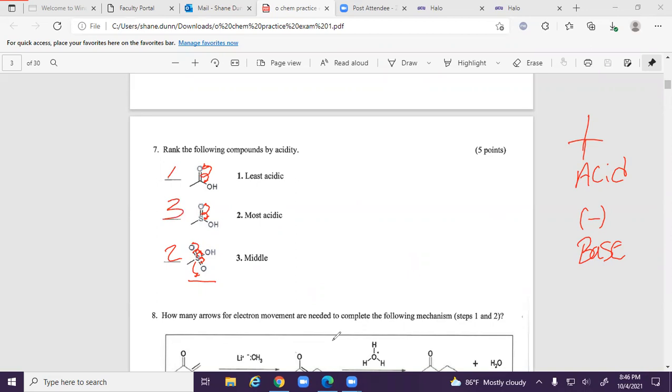Yes, because it's more electronegative. Sulfur being more electronegative means it's going to pull electrons towards it, thus making the oxygen more positive, thus making it more acidic in general. Does that make sense? Okay. What's more electronegative, carbon or sulfur? Sulfur.